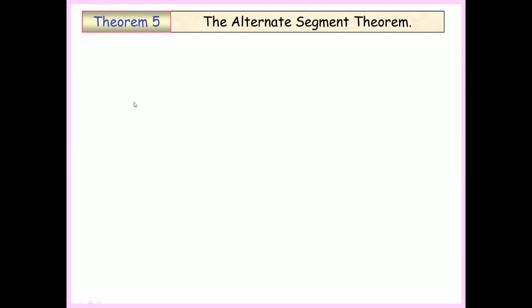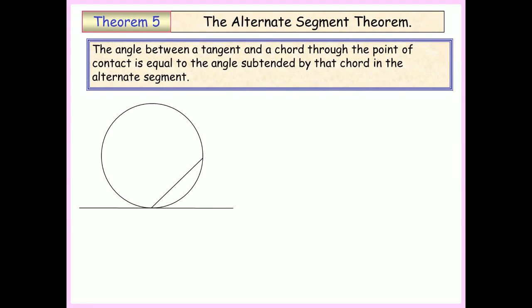Number 5, the alternate segment theorem. One of the things, the hardest spot. So the angle between a tangent and a chord through the point of contact is equal to the angle subtended by that chord in the alternate segment. So what does this look like? We have an angle that goes between a chord and a tangent.